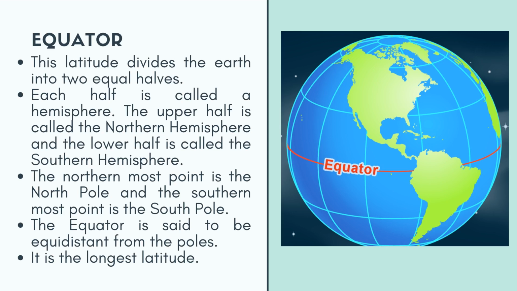The northernmost point on the Earth is the North Pole, and the southernmost point on the Earth is the South Pole. These two are just points on the Earth, and they lie at an equal distance from the equator. The equator is therefore said to be equidistant from each of the poles.